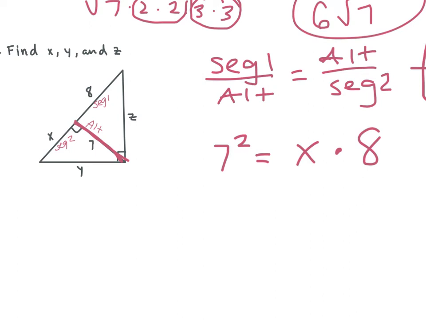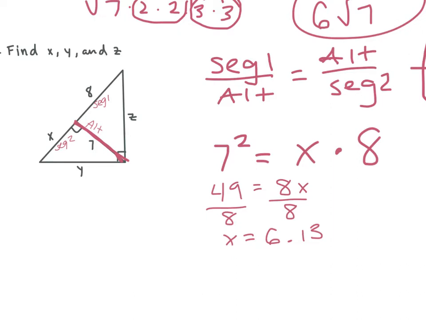So now we have 7 squared is equal to x times 8. What's 7 squared? 49. So 49 is equal to 8x. We can divide by 8. What do you guys get for x? Put it in your calculator. 6.125, which we can round to 6.13.